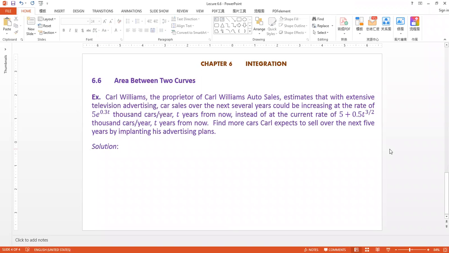Hello. I'm going to work through one of the examples in section 6 of chapter 6, area between two curves. How to find the area between two curves? This example is an application problem. So we need to convert the word problem into mathematical language first, but it turns out that this problem can be solved by using area between two curves.